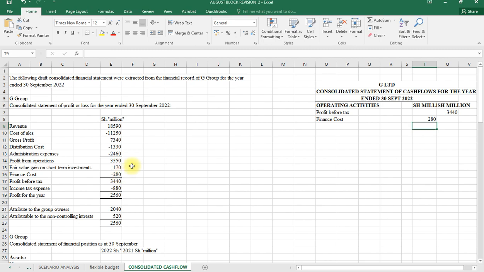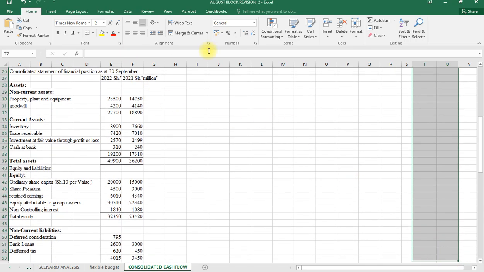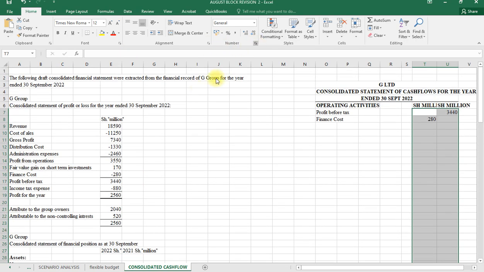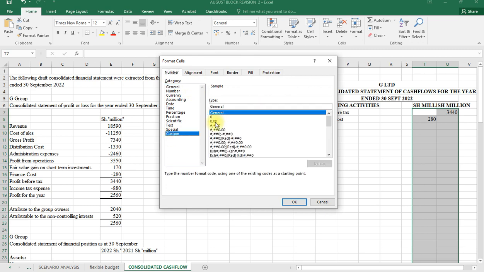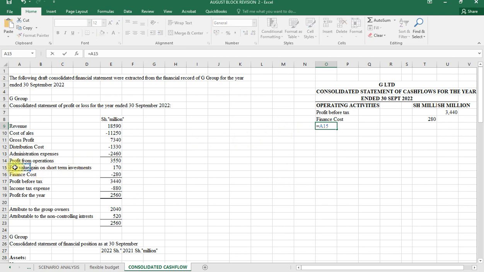We add it back, and again permit me to edit these two columns to customize this for the negative, so that I use brackets for any negative value for that part. So we have the finance cost. The other thing we had was the fair value gain on short-term investment. Yeah, this will be part of financing activity, the short-term gain.